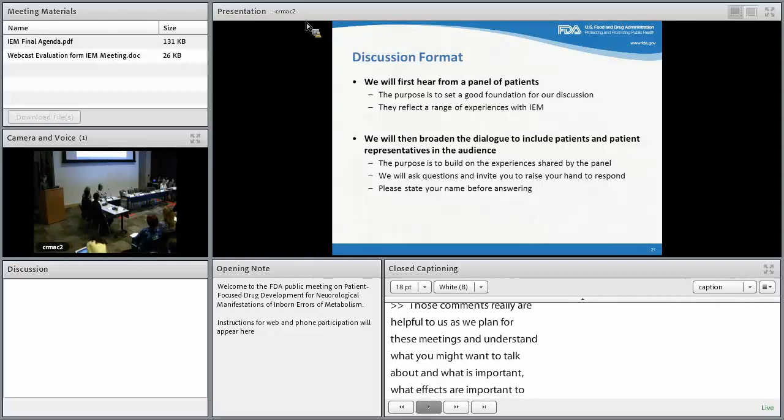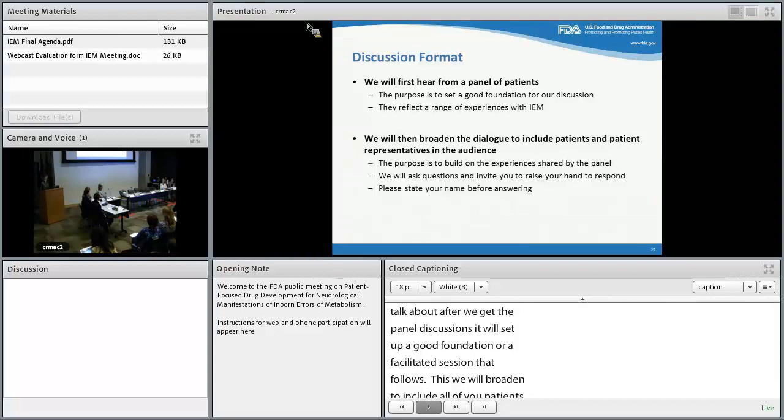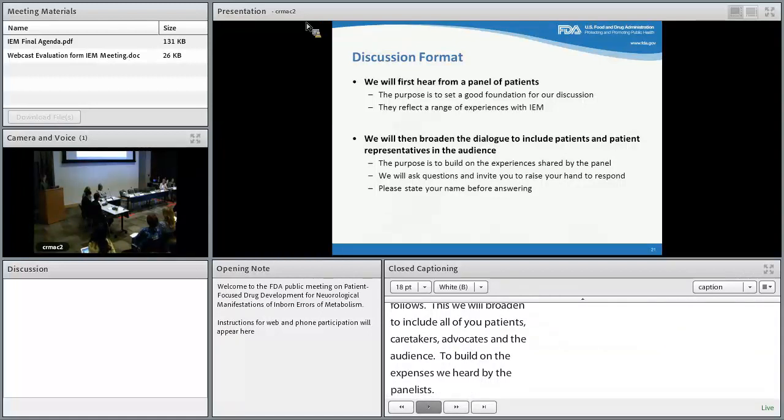After we hear the panel discussions, which really will set up a good foundation for a facilitated discussion that follows. And this we will broaden to include all of you, patients, caretakers, advocates in the audience, to build on the experiences we heard by the panelists. So we're going to ask questions talk show style, and we invite you to raise your hand to respond.